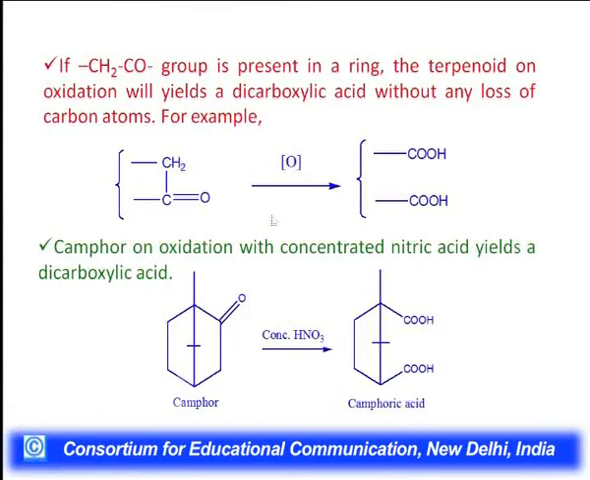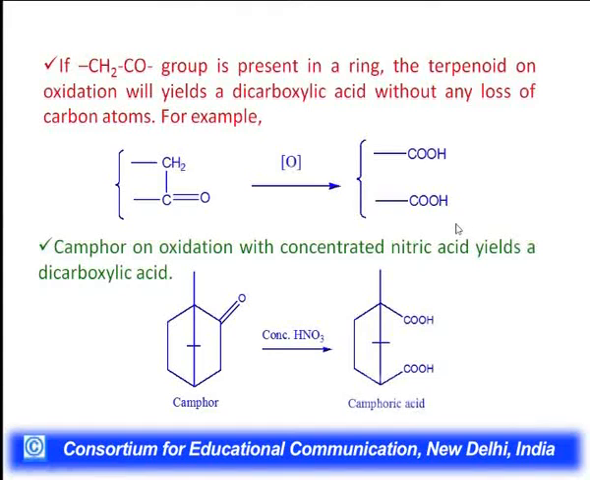For example, if we are having this moiety and it undergoes the oxidation, then both of these CH2 as well as the carbonyl group will oxidize to give carboxylic acid moieties without the loss of any carbon. This will oxidize into a carboxylic acid, and the CO will oxidize into the carboxylic acid group.